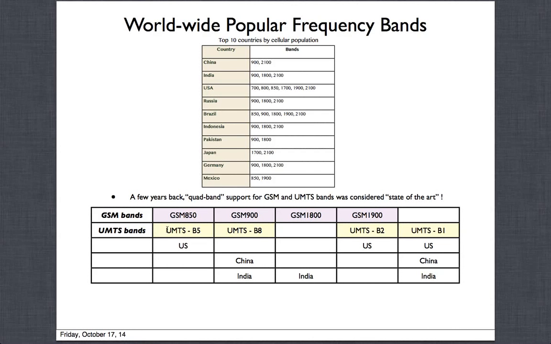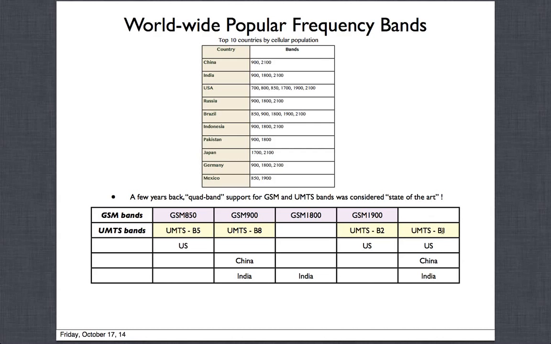Coming back to UMTS bands, the 4 most popular bands are band 5, band 8, and band 2, which overlaps with GSM 1900. And band 1 is here. If you look at this number, 2100, that is around 2.1 gigahertz, the receive frequency where you're receiving. This is band 1, and band 1 is actually the most popular worldwide band. All kinds of 3G, 4G services were first rolled out, in most countries, in band 1.